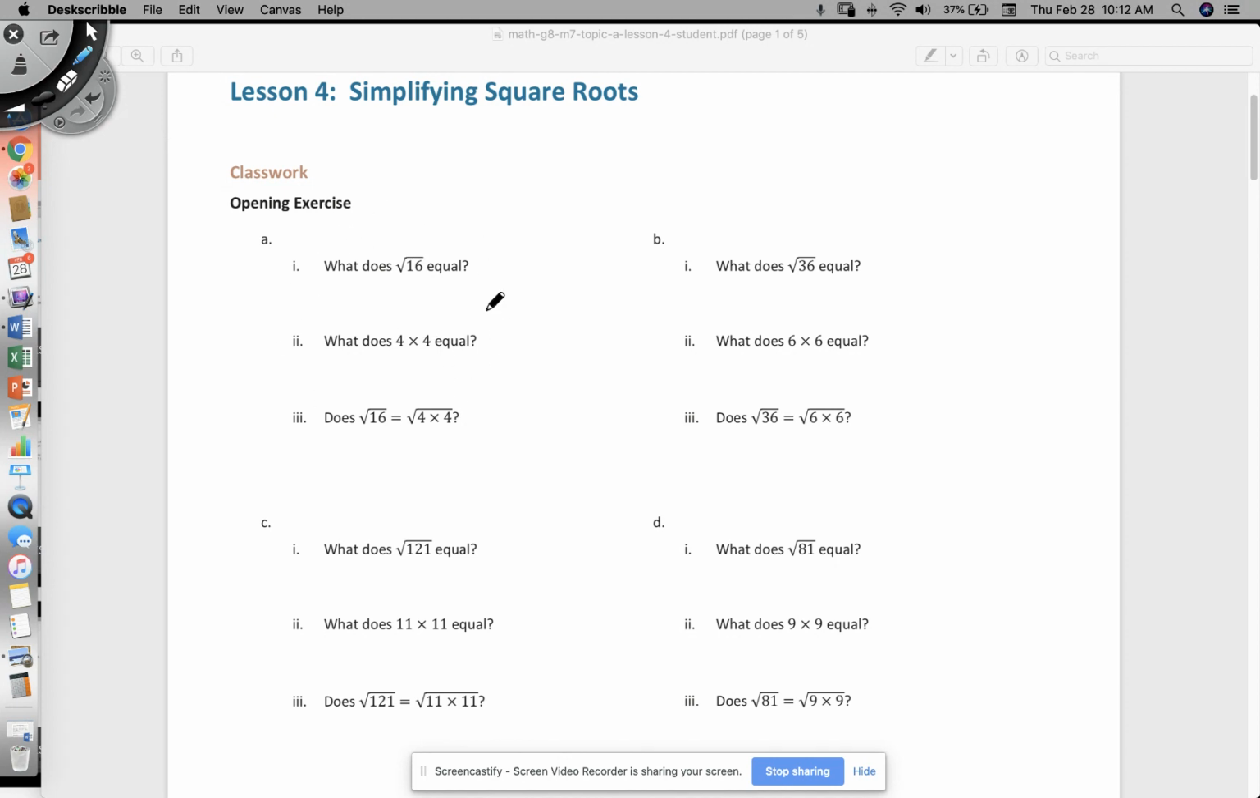So let's start off with this first opening exercise, which is just a review. What is the square root of 16? It would be positive negative 4. What does 4 times 4 equal? Well, it equals 16. So, is the square root of 16 equal to the square root of 4 times 4? Well, this would be the square root of 16. And 4 times 4 would give me 16. So that's a yes. So I'm going to let you do B, C, and D. You're going to mimic this same style. So those ones I will grade, and then I will meet back up with you on E.